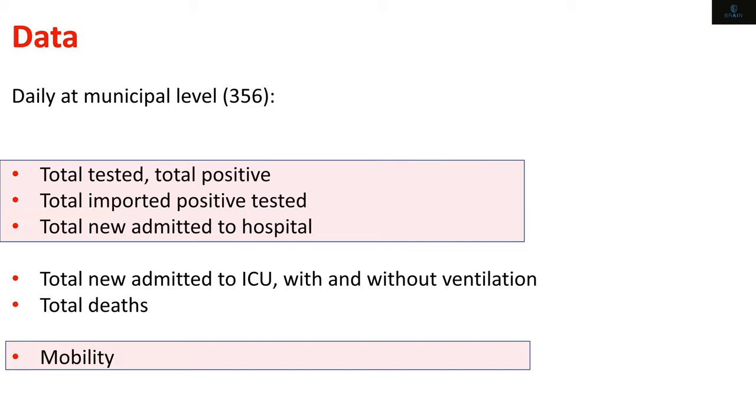It's a difficult task, but we are helped by important data sources. So the data sources that exist are at municipality level, 356 in Norway, and it's the total number of people tested and the total number of those who are positive every day. The total of imported cases from abroad that were not infected in Norway, and the total of new admissions to hospital because of COVID-19. There are also other types of data that we are not using, the ICU admissions and the total deaths. And then there is another important source of data that we find very useful, and it's the description of how people move in Norway, because moving means that you take the virus from one place to another.